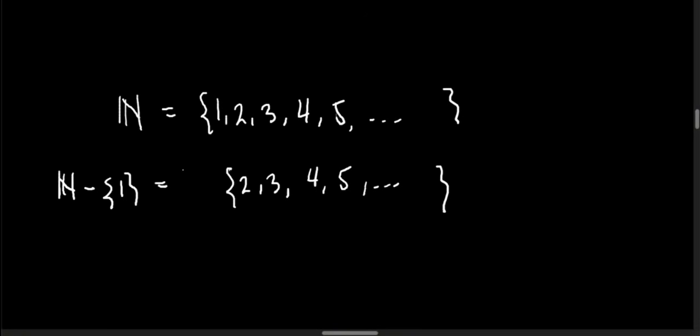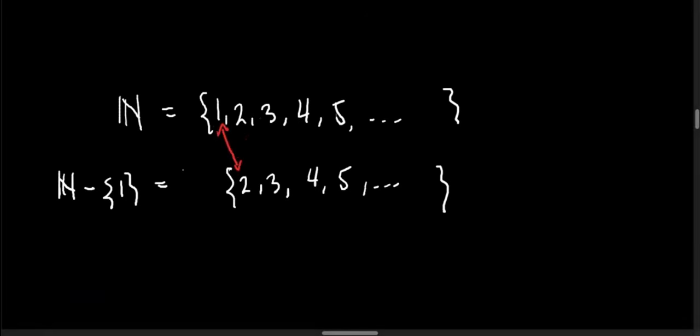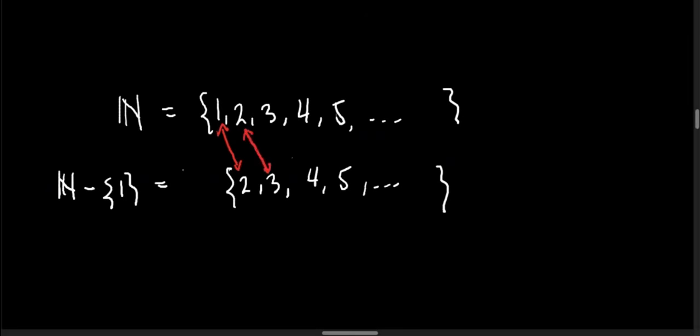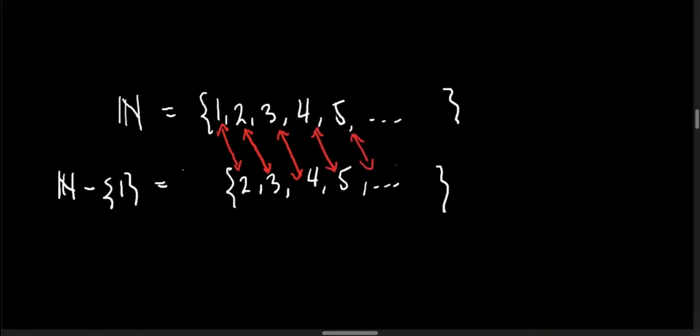So the way to do this is suggested by the ordering. You look at the first element on the top, number 1, and you pair it with the first element on the bottom. That's 2, so 1 is paired with 2. Look at the second element on the top, that's 2, and pair it with the second element on the bottom, that's 3. 2 gets paired with 3, 3 gets paired with 4, 4 with 5, 5 with 6, and so on. And in general, the element n will get paired with n plus 1 on the bottom.